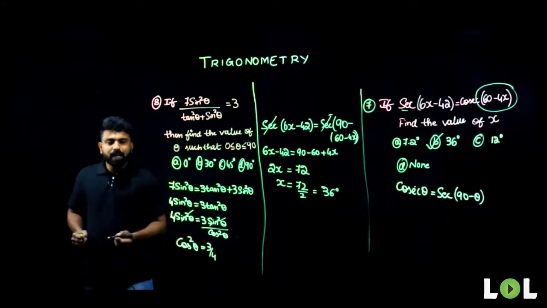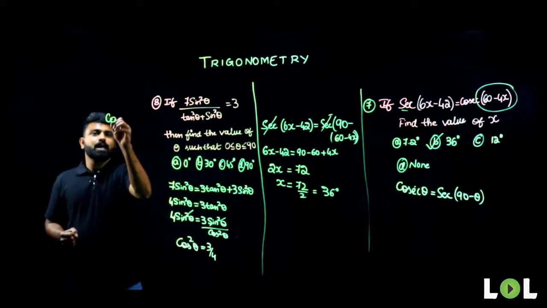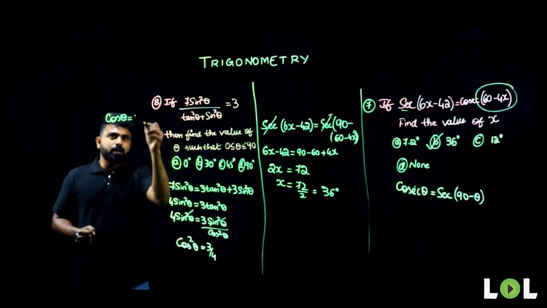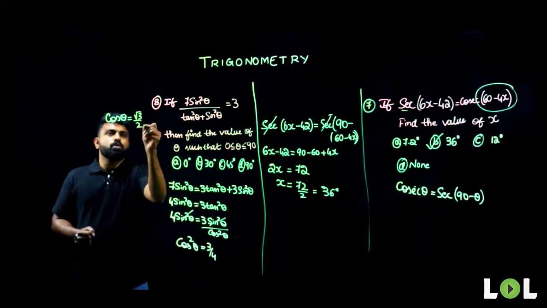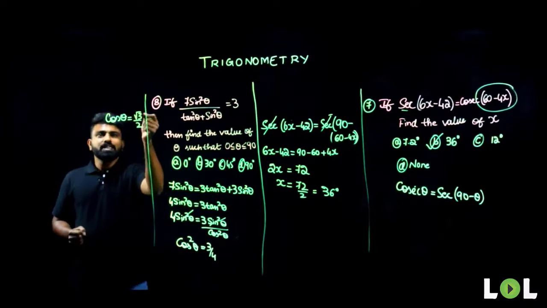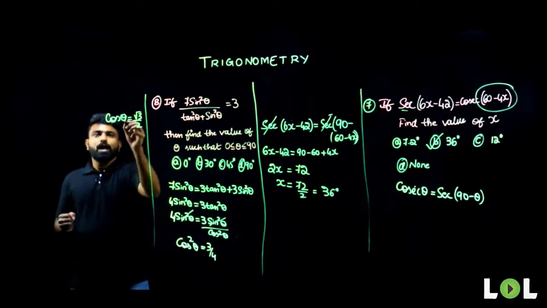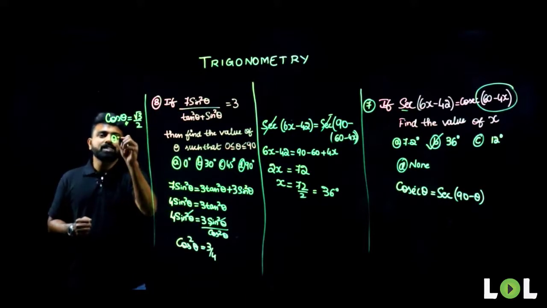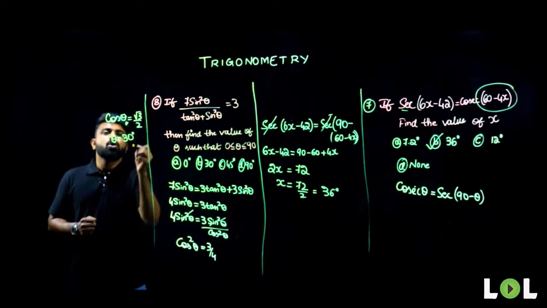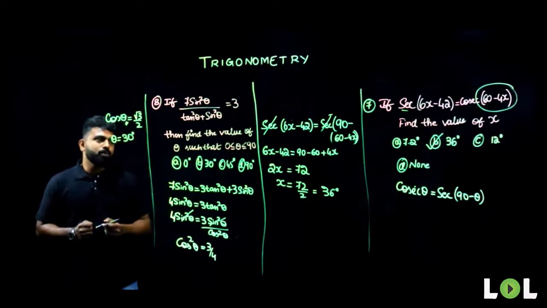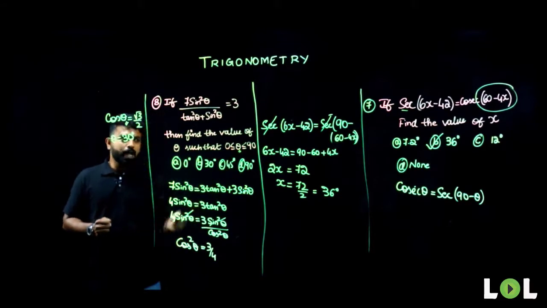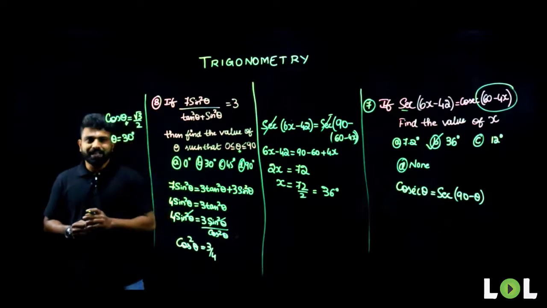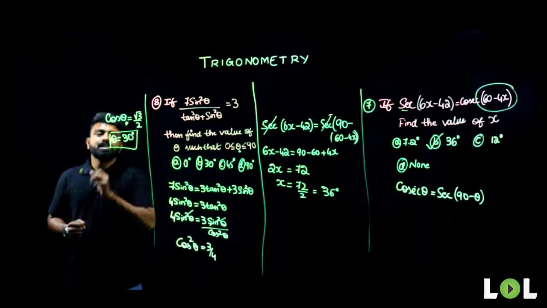So if cos square theta is equal to 3 by 4, what will be the value of cos theta? My value of cos theta will be root of 3 by 4, that will be nothing but root 3 by 2. So if cos theta is equal to root 3 by 2, then what will be the value of theta? When will cos theta be equal to root 3 by 2? Whenever theta is equal to 30 degrees, cos theta will be equal to root 3 by 2. Meaning, I've got my theta. And it also satisfies the condition that theta should lie between 0 and 90 degrees. So the value of theta is 30 degrees.